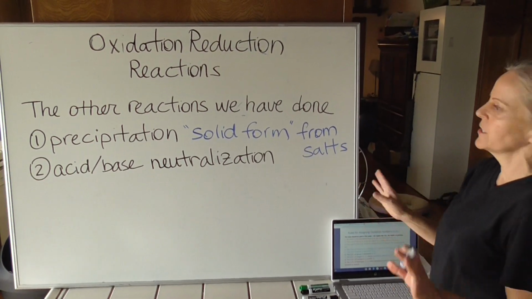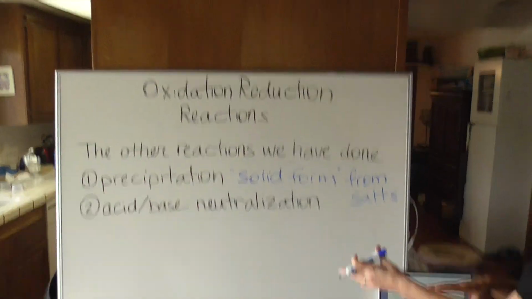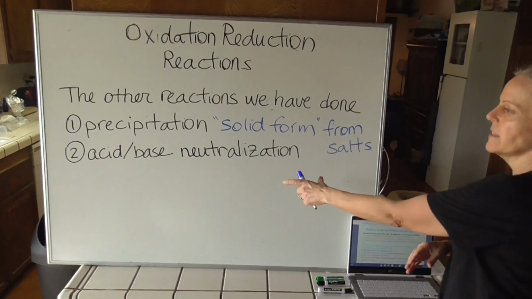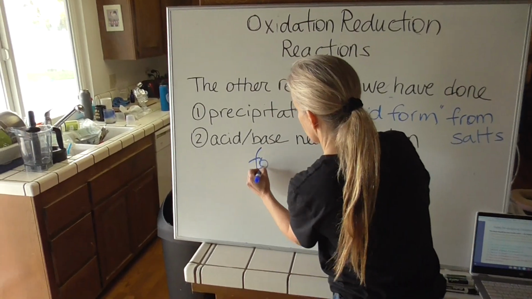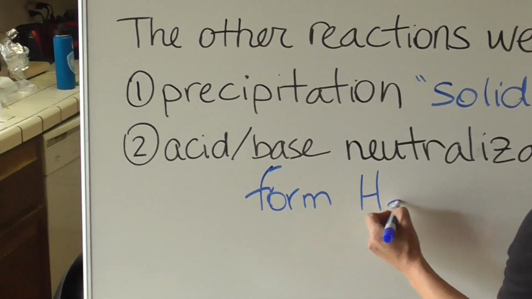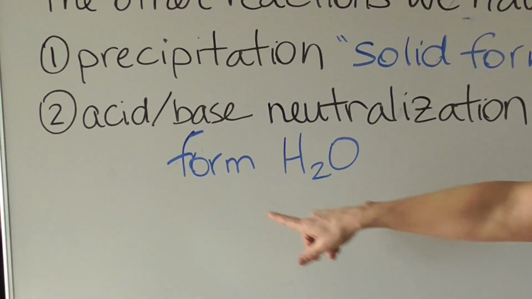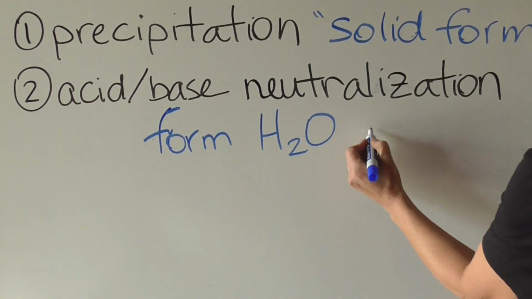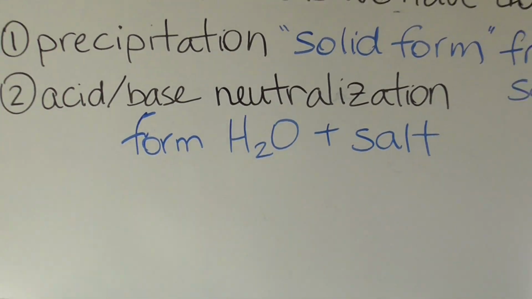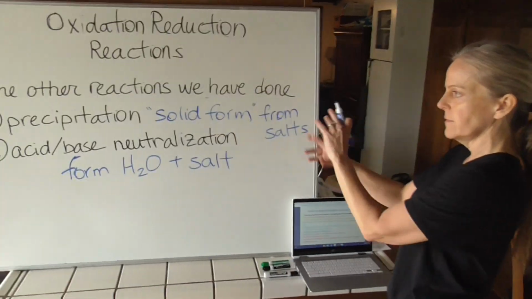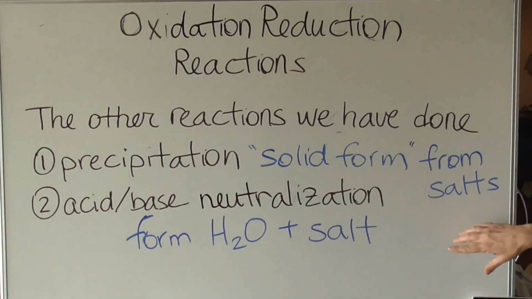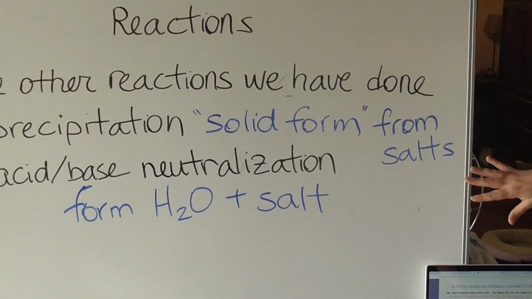Acid-base neutralization is just what it says. It was when we had an acid, so something that started with H, reacted with a base, which was something that ended in OH, and they neutralized each other. The H and the OH came together to make water and whatever the salt was, which came out of the acid and the base parts. So that's what's in blue, what happened in each one of those reactions.